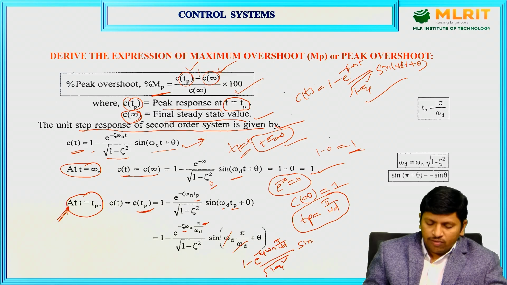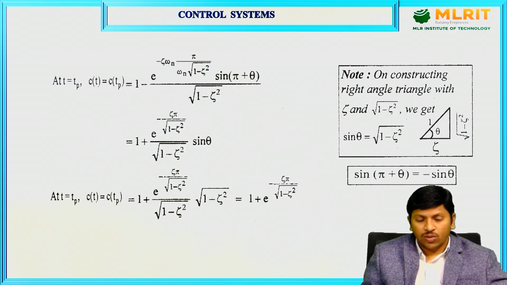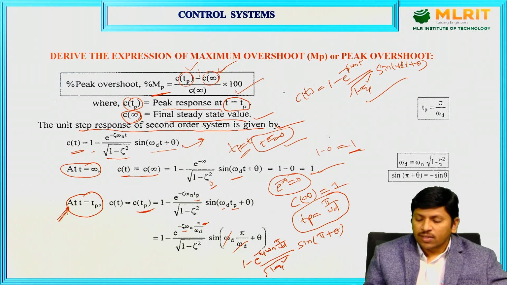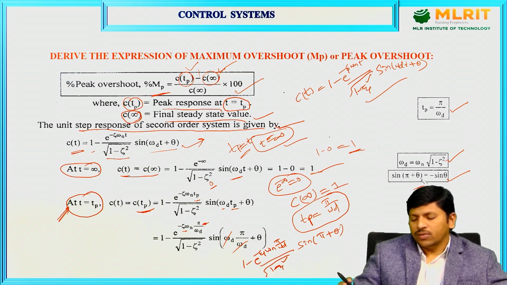into sine of π plus theta, that is, sine of 180 plus theta. So observe, what is sine of π plus theta? Here we know that the peak time is π by omega d, where the damped frequency of oscillation omega d equals omega n under root 1 minus zeta square, and also sine of π plus theta, or sine of 180 plus theta, equals minus sin theta. So all this we know already.